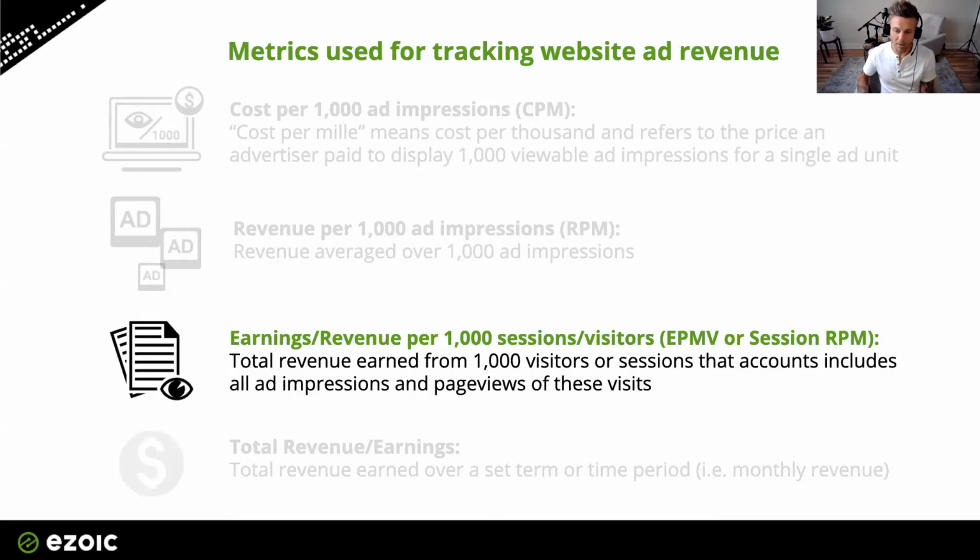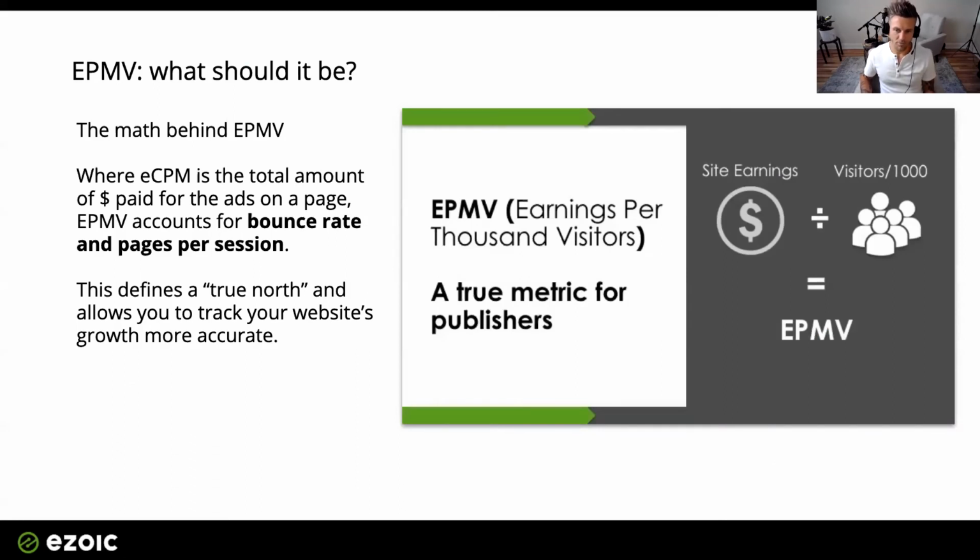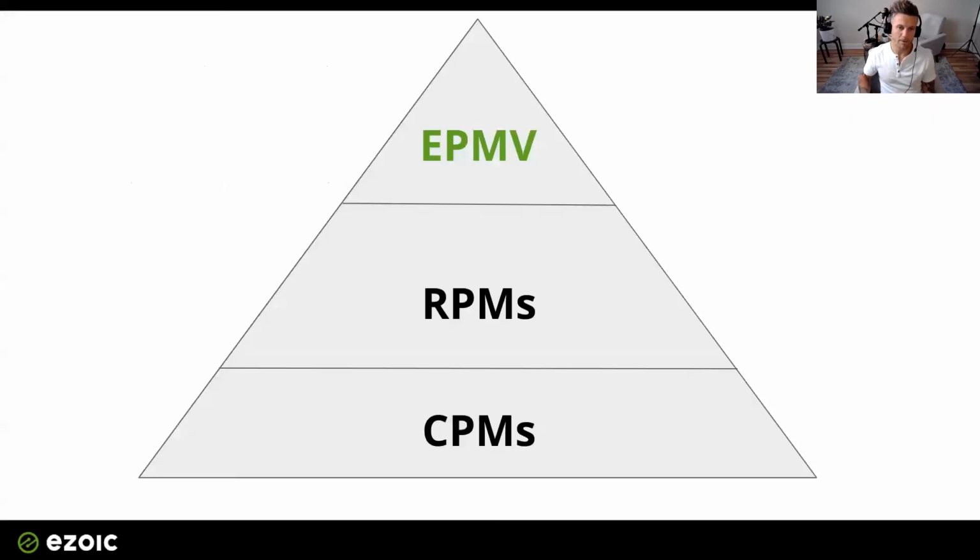And that's what you really want to optimize for, because you're always trying to grow your traffic. Let's face it. So that's basically the math behind EPMV. It's site earnings divided by 1,000, or site earnings divided by the number of visitors divided by 1,000. That's your EPMV. You can use that metric and that math to add up what your EPMV is once you marry together affiliate revenue and any other source of revenue that your site might make. That's why EPMV is the paramount metric here. CPMs are single ads, RPMs are divided by 1,000 ad impressions, and EPMV is essentially how much money you make per visitor.